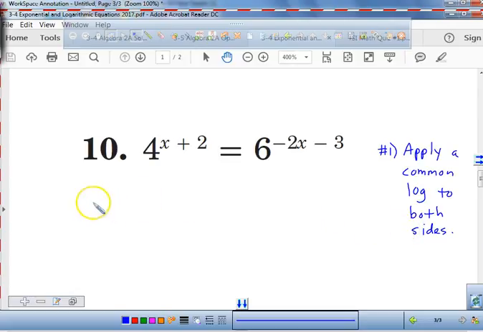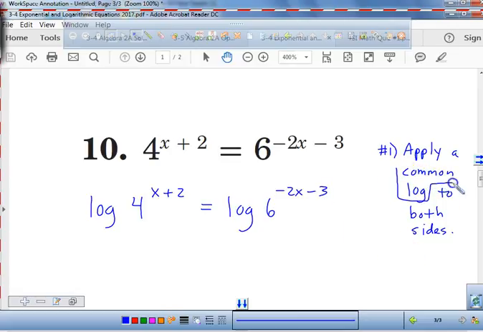So the very first thing you're going to see me do is write log of 4 raised to the power of x plus 2 equals log of 6 raised to the power of negative 2x minus 3. So I applied the common log. Now, for those of you who want to know, you could also apply the natural log to both sides if you wanted to. I'm just choosing to use the common log.